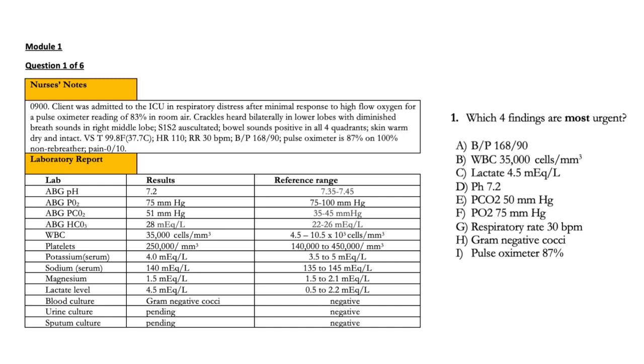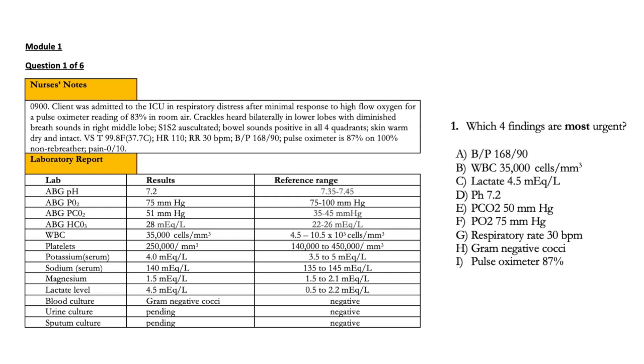Crackles heard bilaterally in lower lobes with diminished breath sounds in right middle lobe, S1 S2 auscultated, bowel sounds positive in all 4 quadrants, skin warm, dry and intact. Vital signs: temperature 99.8 Fahrenheit, heart rate 110, respiratory rate 30, blood pressure 168/90, pulse oximeter is 87% on 100% non-rebreather, pain level 0 out of 10.